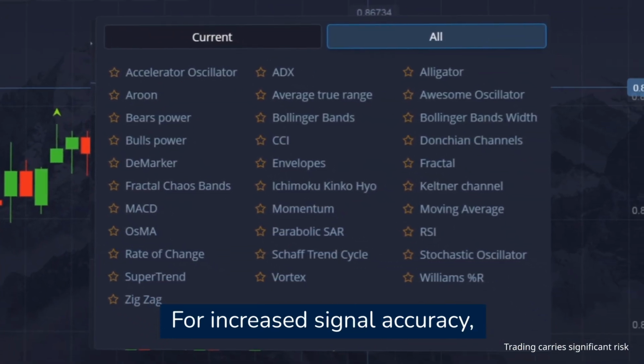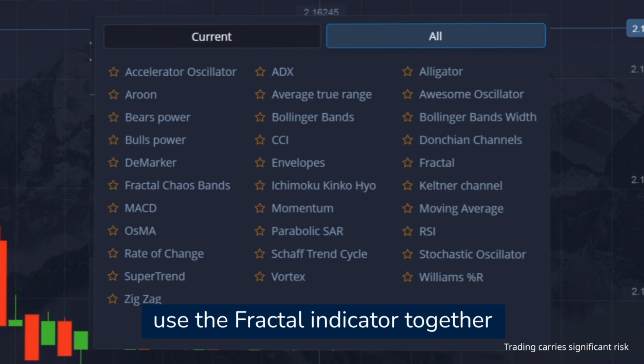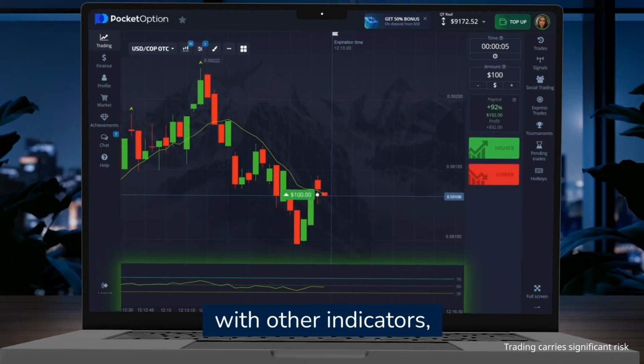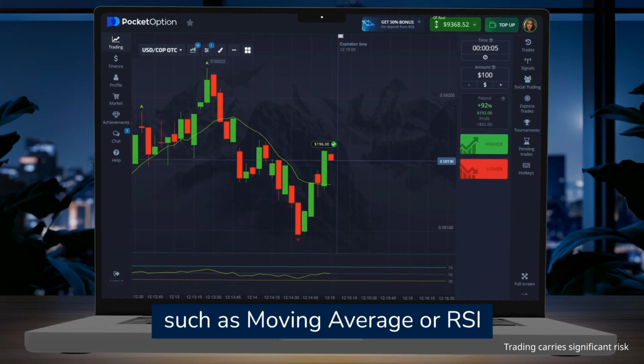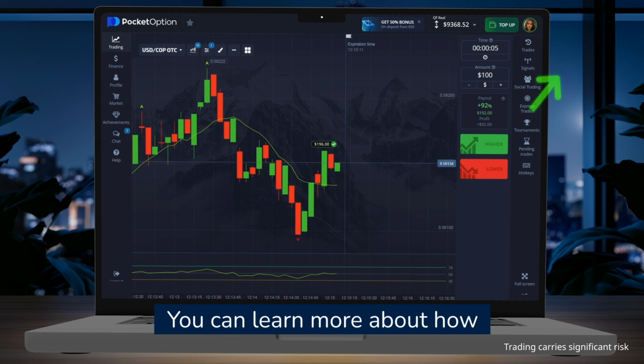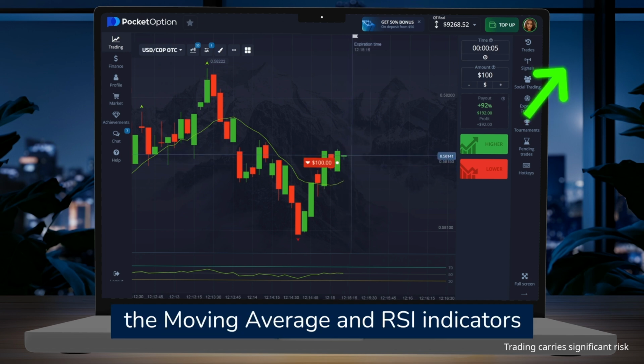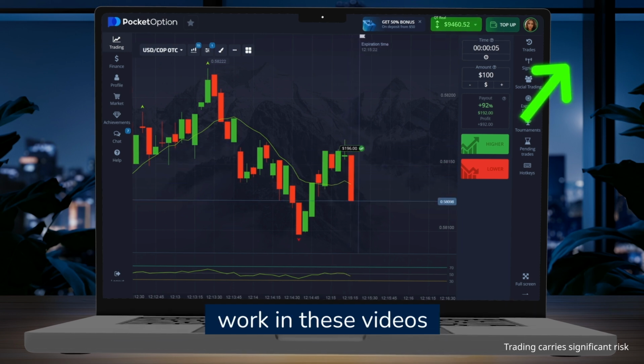For increased signal accuracy, use the fractal indicator together with other indicators, such as moving average or RSI. You can learn more about how the moving average and RSI indicators work in these videos.